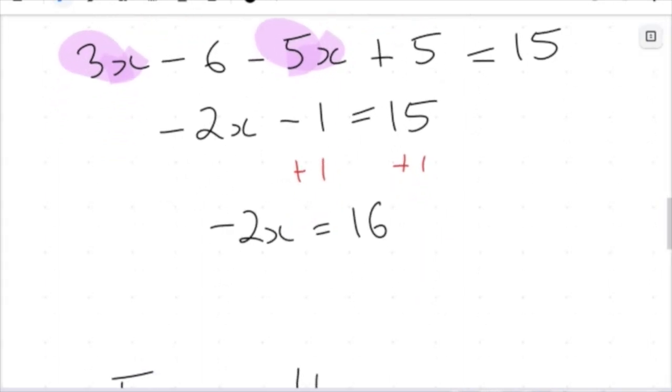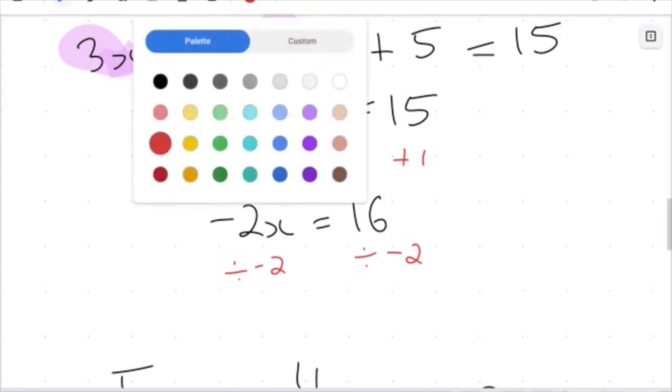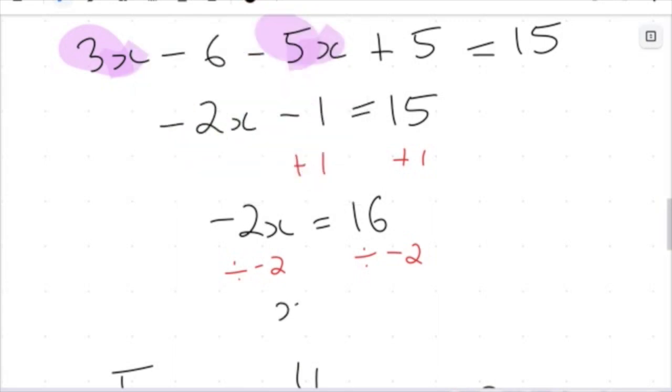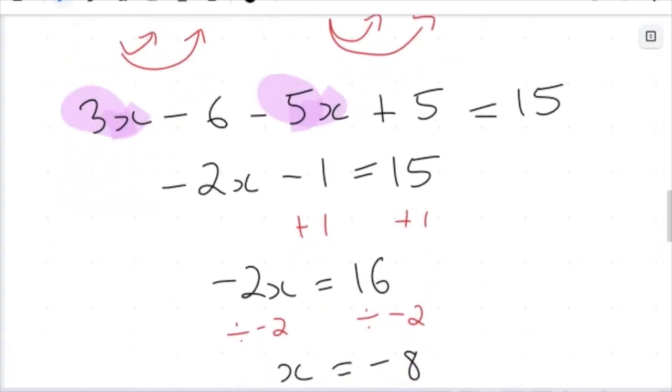And then I'm going to divide by negative 2 because they're multiplying here. So I want to find what number multiplies by negative 2 to give me positive 16. And if I divide that through, I get that x equals negative 8. And that is my solution.